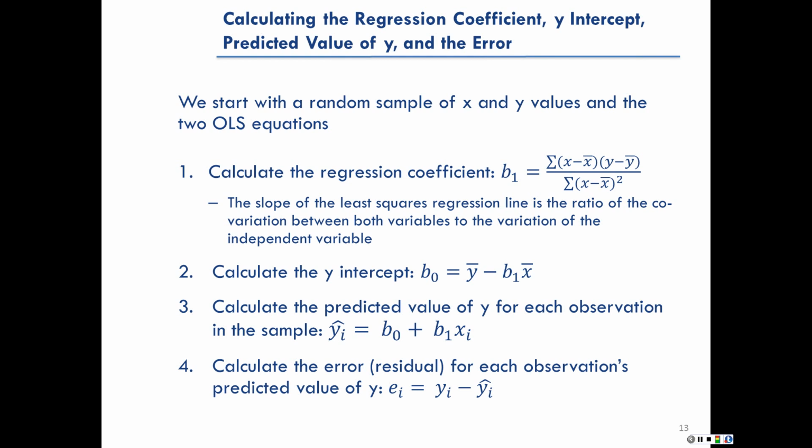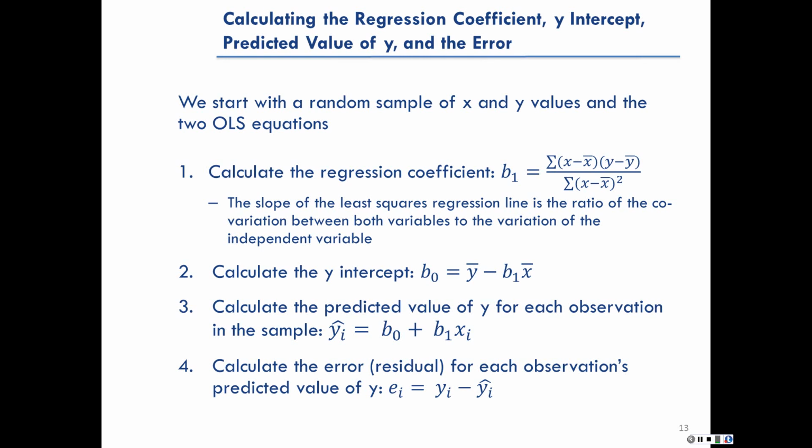Once you've got your regression coefficient and your y-intercept, then the third step is you calculate the predicted value of y for each individual observation in the sample. And so that y hat has a little i there. That means you're doing it for each individual observation in the sample. And that's equal to the y-intercept, beta naught, plus the regression coefficient, beta 1, multiplied by whatever the value of x is for that observation. And so what you end up with is a predicted value of y for each individual observation based on the regression line.